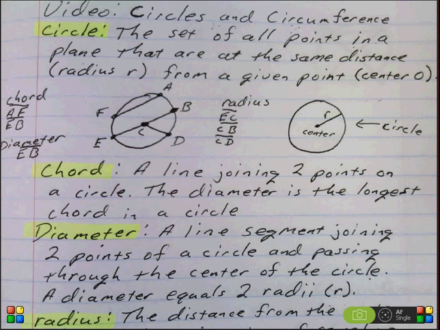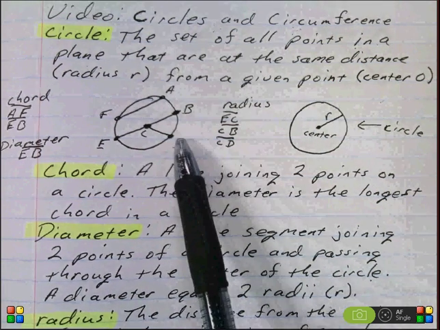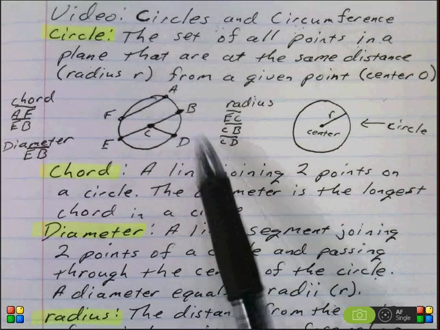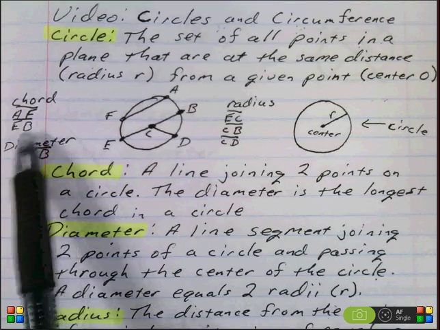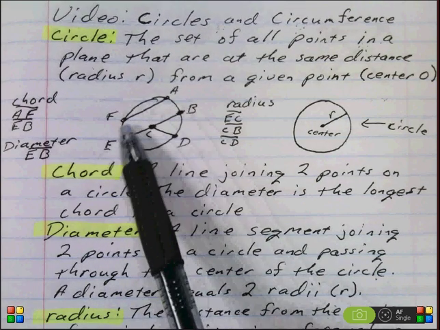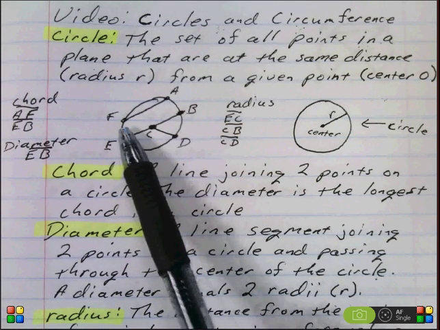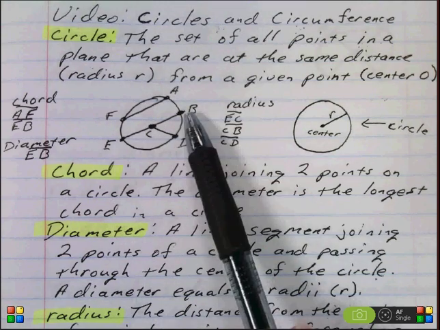Next is a chord. A chord is a line that's joining 2 points on a circle. The diameter is the longest chord in any circle. So if you look over here at our picture, the chords are AF, 2 points that are touching the outside, and EB.